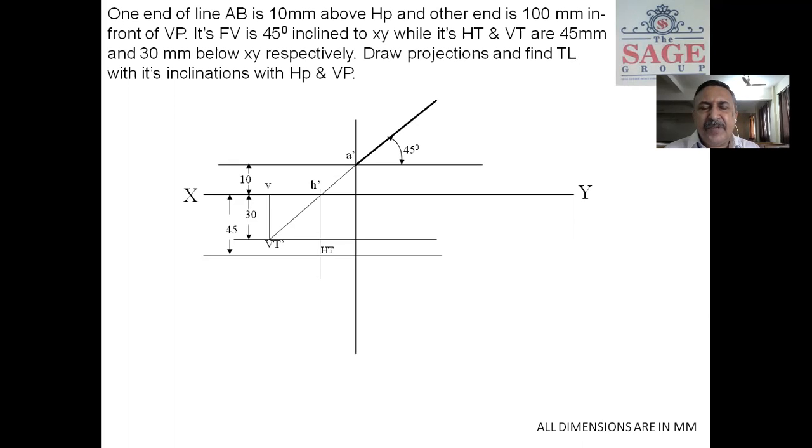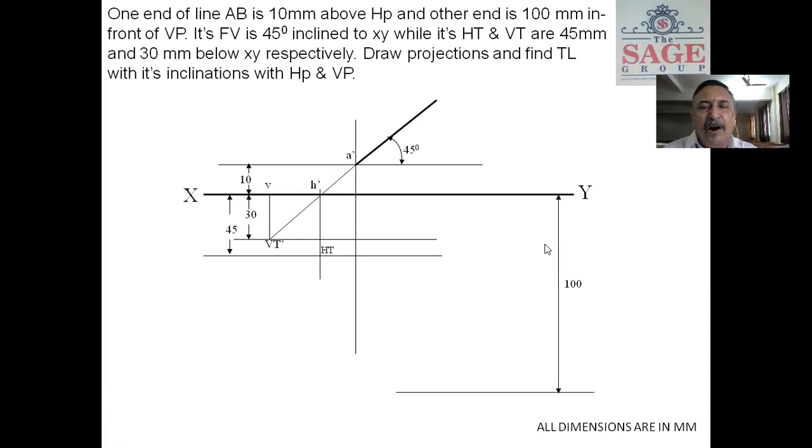Now see here, H dash and VT, we can join them because these 2 points are on a line. Just like that, if we join V to HT and extend it, on this line we get the top view, just as on the other line we get the front view.